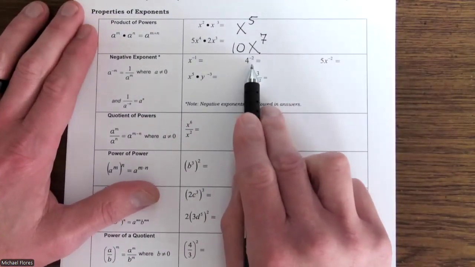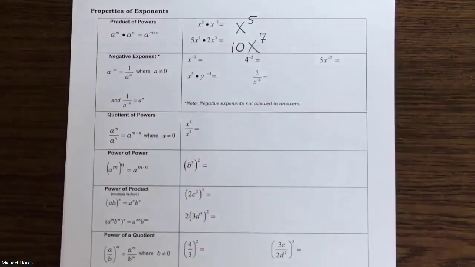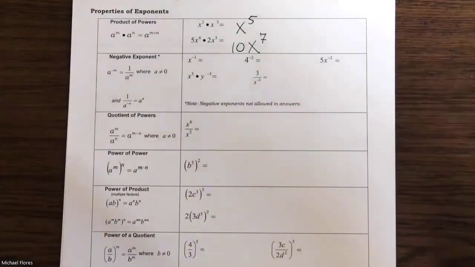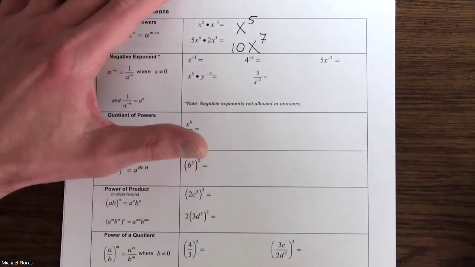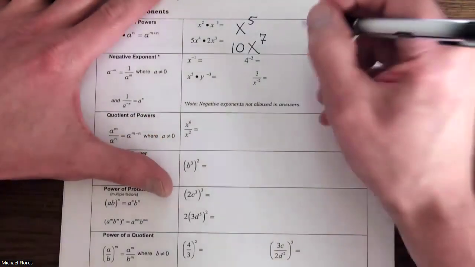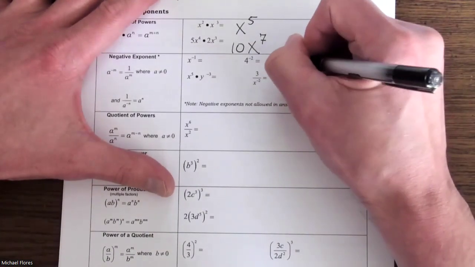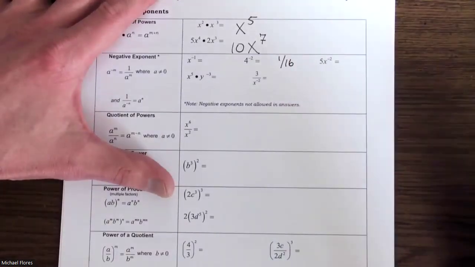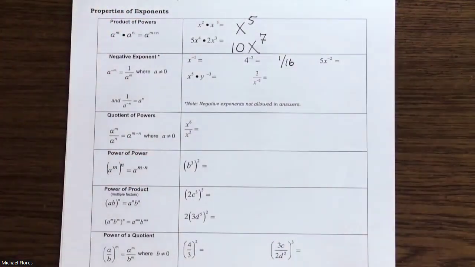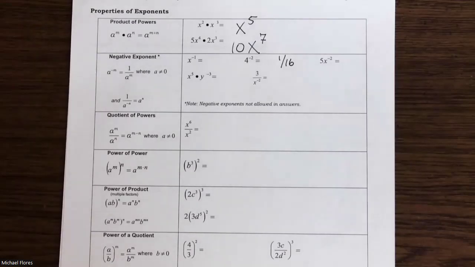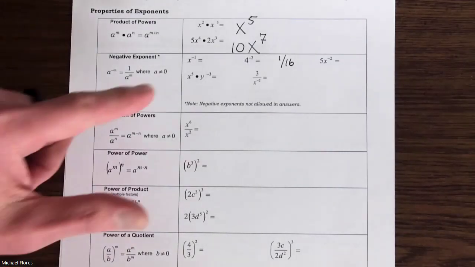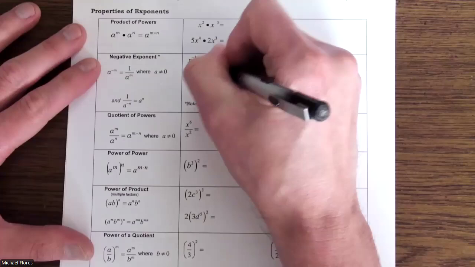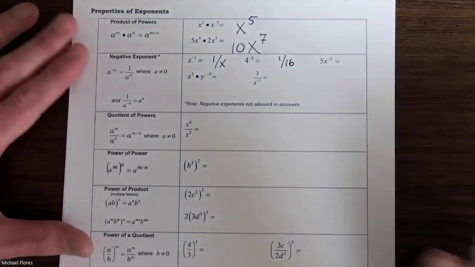I'm going to start doing this one first. 4 to the negative second power. Well, 4 to the second power is 16. 4 to the negative second power is 1 over 16. So one way you could think about it is take what would be your answer and flip it. X to the negative first power is just 1 over x.